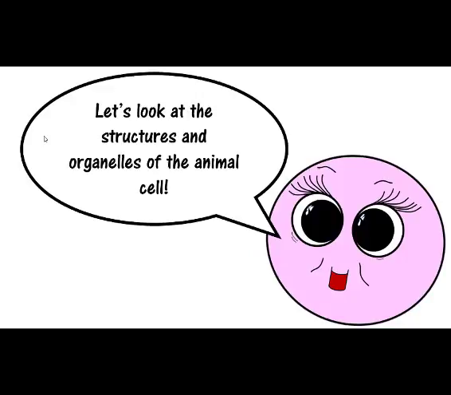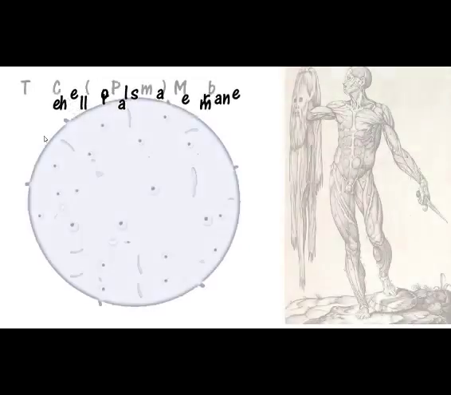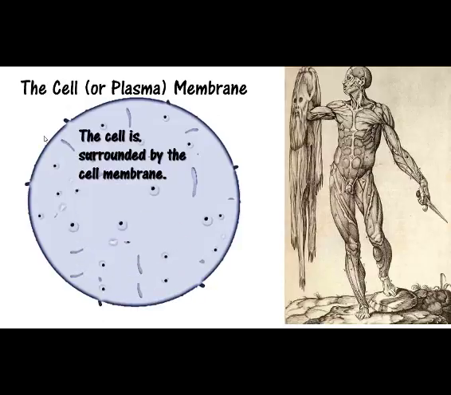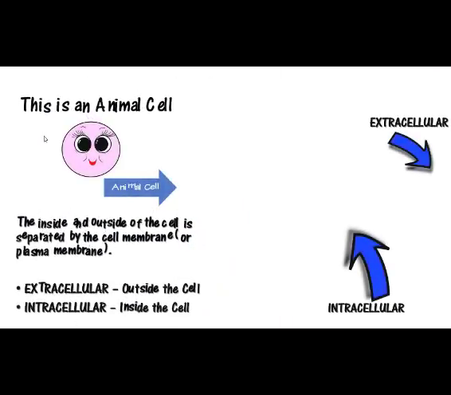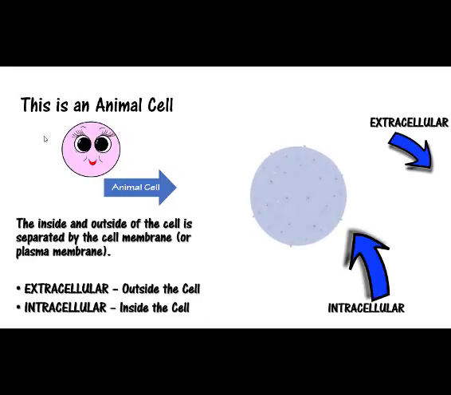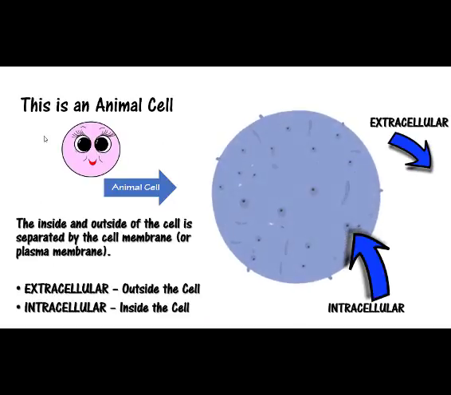Let's look at the structures and organelles of the animal cell. The cell is surrounded by the cell membrane. The cell membrane is a little like the skin is for our own bodies. The inside and outside of the cell is separated by the cell membrane or plasma membrane.